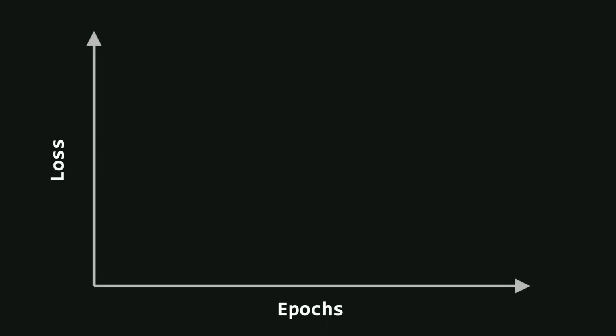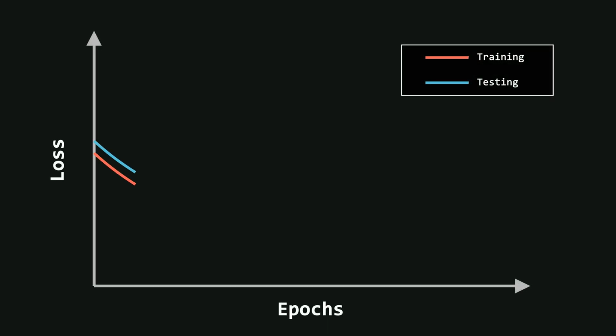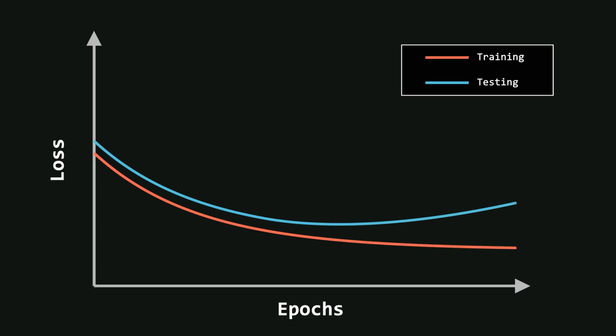Another technique is called early stopping. In this method, we monitor the training loss and the validation loss. That is, the loss on a dataset the model has not seen during training. Initially, both training loss and validation loss decrease, but after a certain point, the validation loss starts increasing while the training loss keeps going down. This indicates that the model is beginning to overfit the training data. With early stopping, we stop training at the point where the validation loss is smallest, preventing the model from overfitting and helping it generalize better to unseen data.